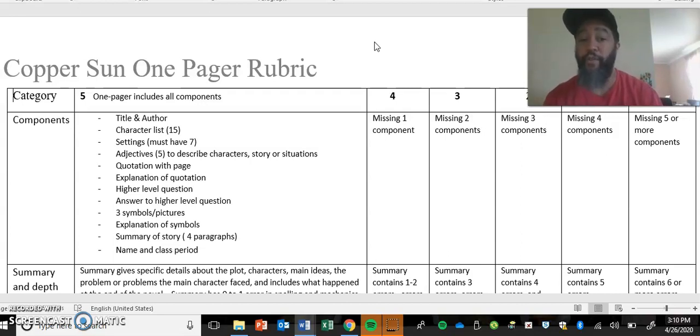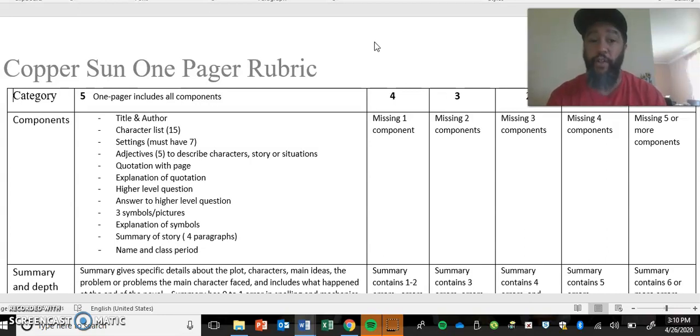You'll need 3 symbols or pictures, and you need to explain those symbols, why they are important. So again, any pictures from the story. The obvious one would be the copper sun. Explain why that's important. But you can come up with at least three pictures of symbols. Some of you may want to come up with more, which is fine. We only want 3 with the explanation of symbols. If you do a little bit more, for me, that's fine.